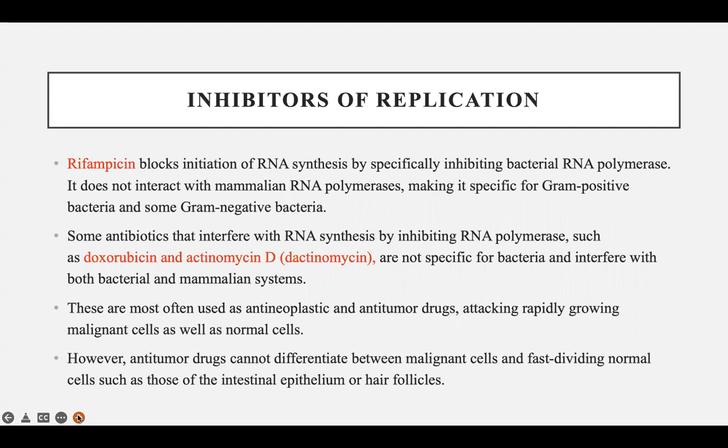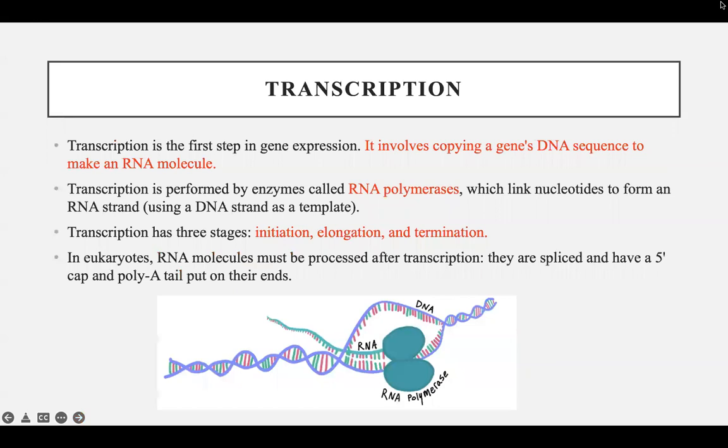Some antibiotics that interfere with RNA synthesis by inhibiting RNA polymerase, such as actinomycin D, are not specific for bacteria and interfere with both mammalian as well as bacterial systems. These are most often used as antineoplastic and anti-tumor drugs attacking rapidly growing malignant cells as well as normal cells. However, anti-tumor drugs cannot differentiate between malignant cells and fast-dividing normal cells such as those of the intestinal epithelial or hair follicles.